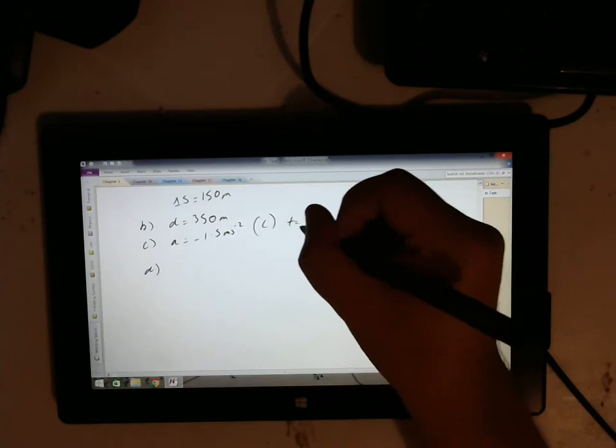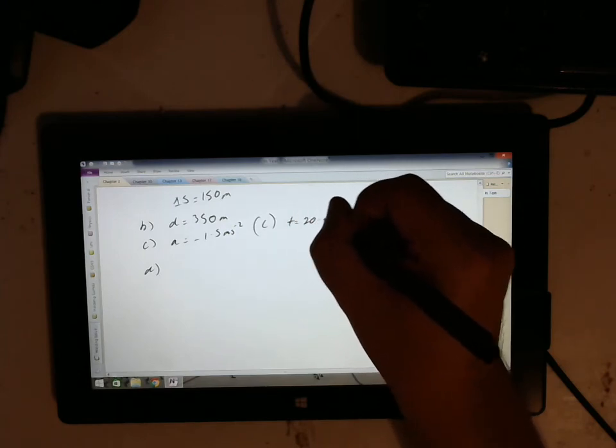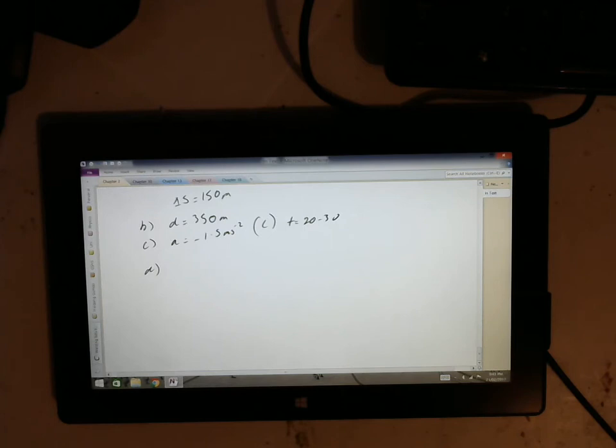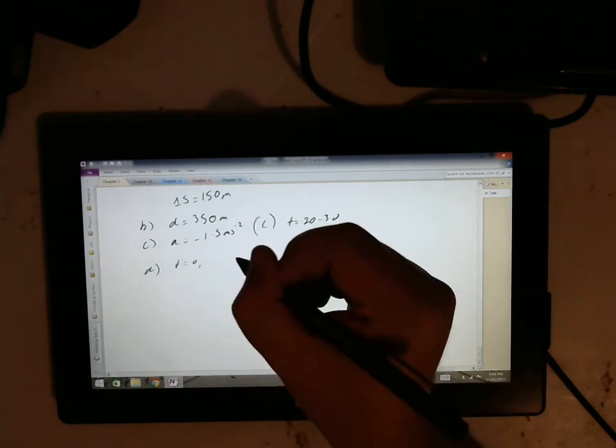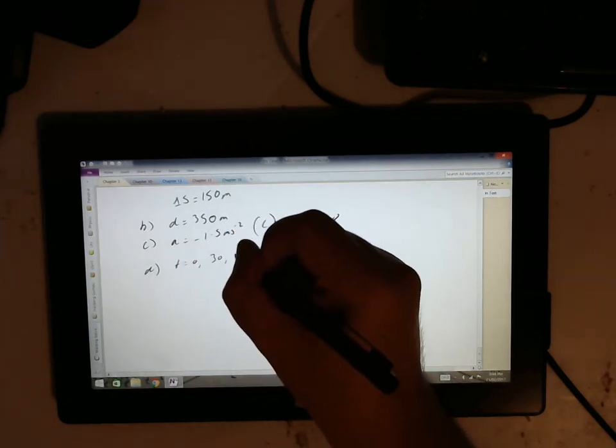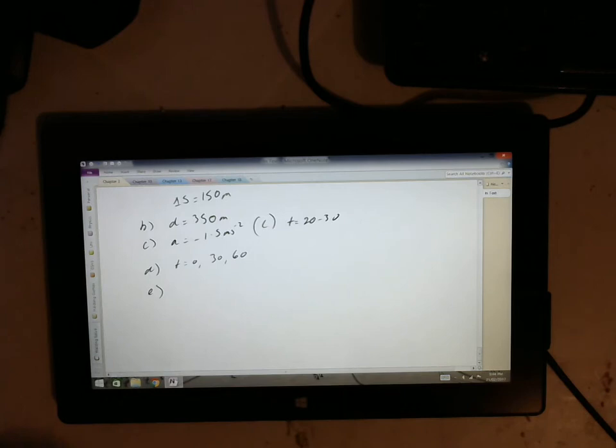Or when t equals 20 to 30. When was he stationary? So we want when was velocity 0. So at t equals 0, t equals 30, and t equals 60, he was stationary.